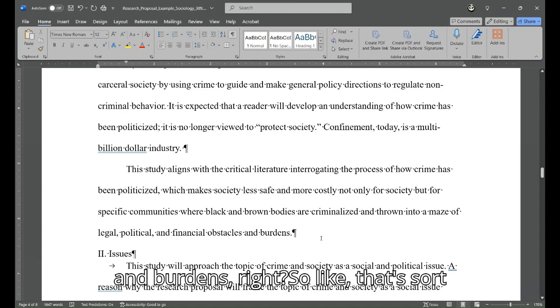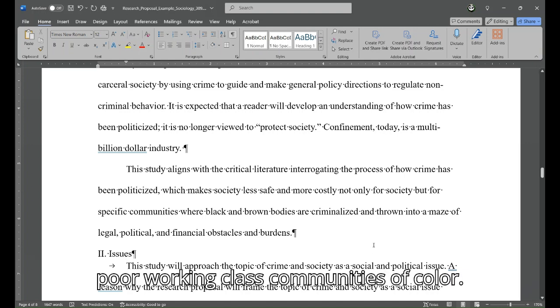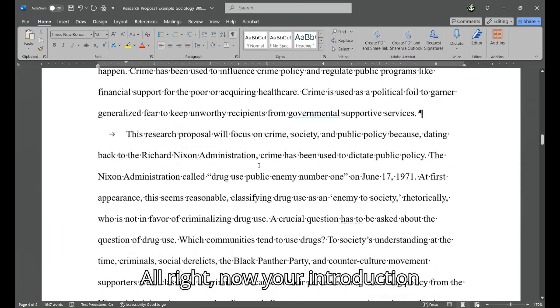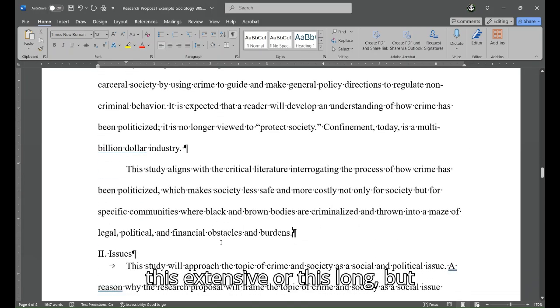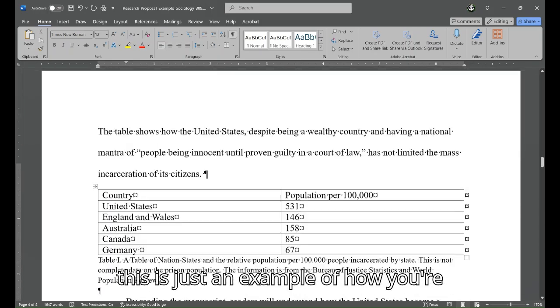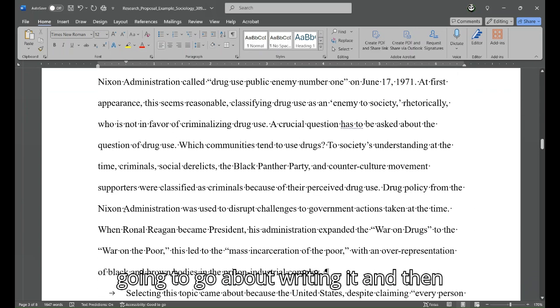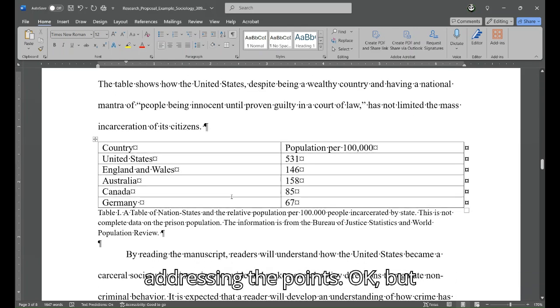Right. So that's the general understanding of over-incarceration and the over-policing of poor, working-class communities of color. Now, your introduction doesn't necessarily have to be this extensive or this long, but this is just an example of how you're going to go about writing it, and then writing out each section and addressing the points.